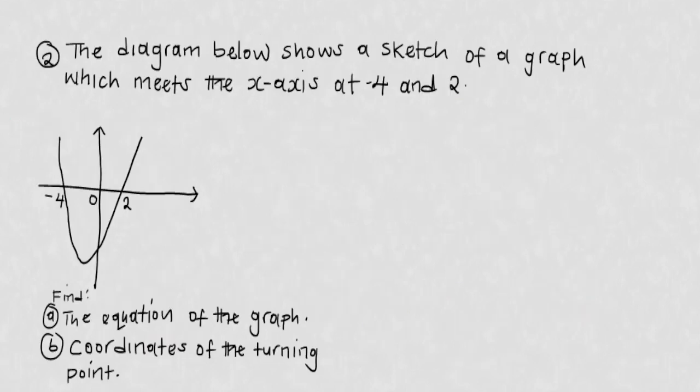We look at another question. Now we have the question as follows. How can we answer that question? The diagram below shows a sketch of a graph which meets the x-axis at negative 4 and 2. So it is meeting the x-axis here at negative 4 and 2. Find the equation of the graph. How can we find the equation of the graph?